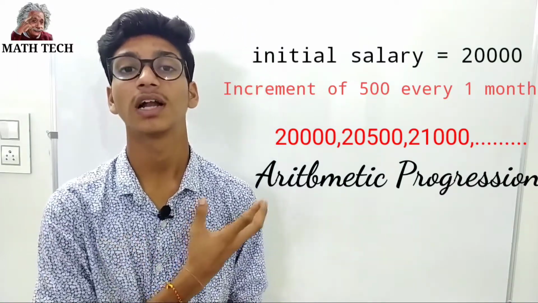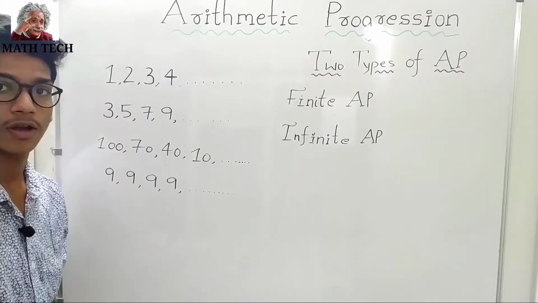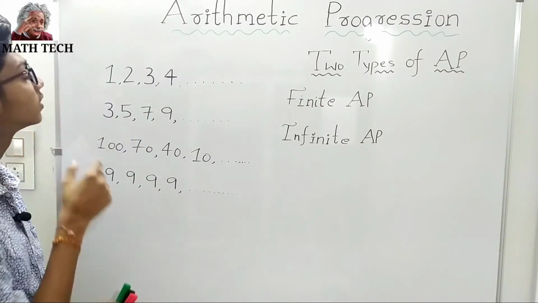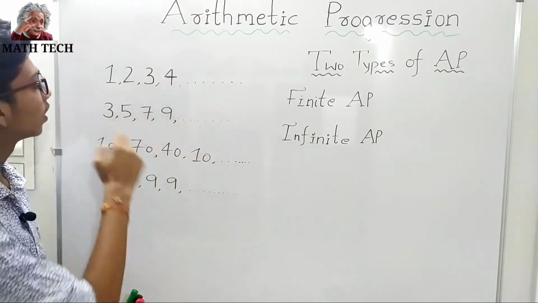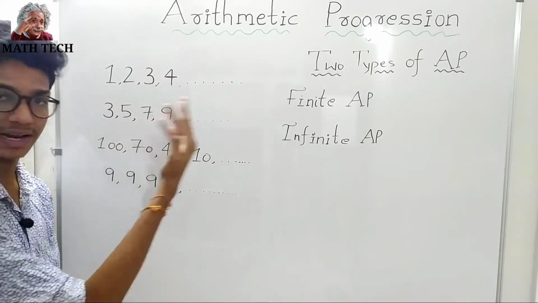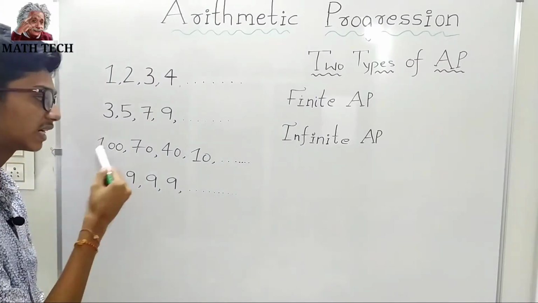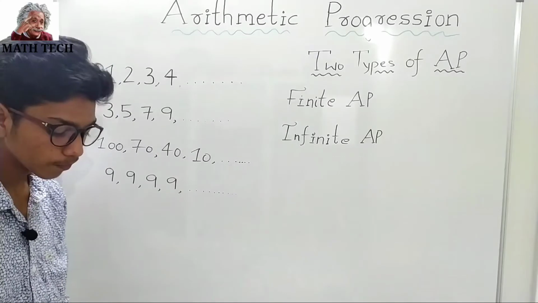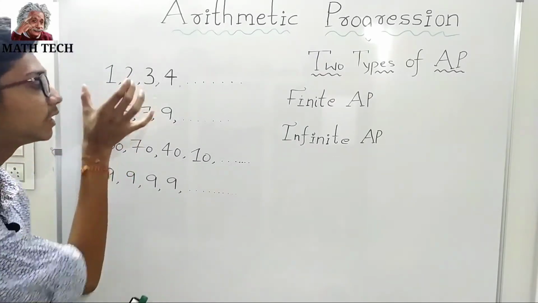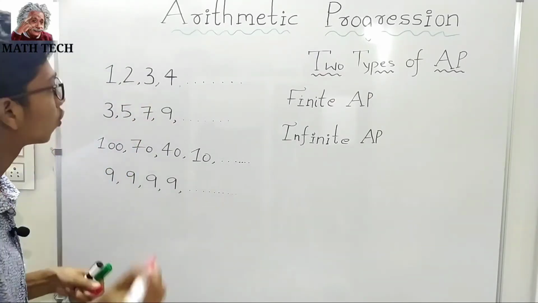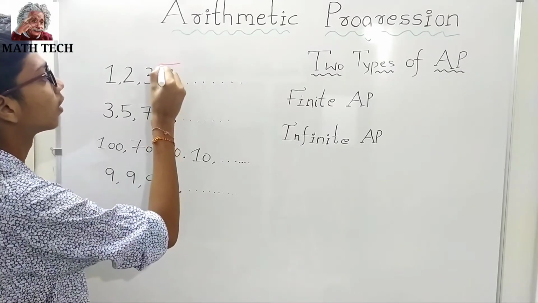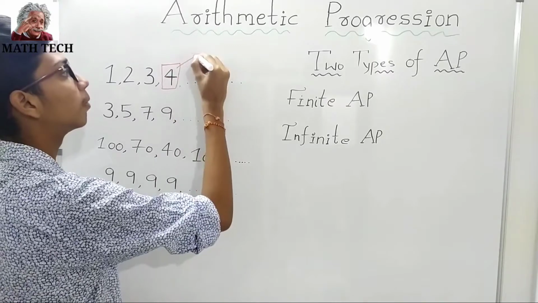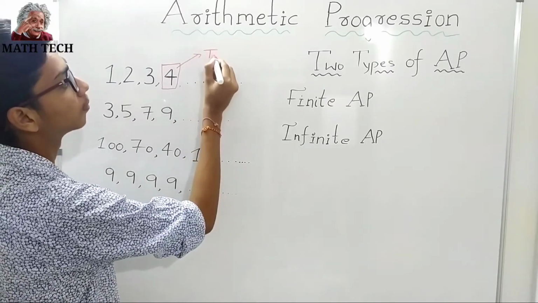So let's further understand about the arithmetic progression. Here we can see a couple of series of numbers. The first series is 1, 2, 3, 4. The second series is 3, 5, 7, 9. The third is 100, 70, 40, 10. And the fourth is 9, 9, 9, 9. Each number in a sequence or series is known as a term. Even in 1, 2, 3, 4, each specific number is known as a term.